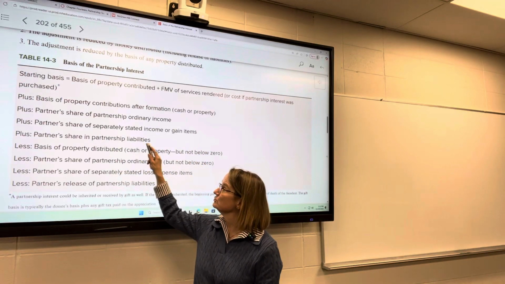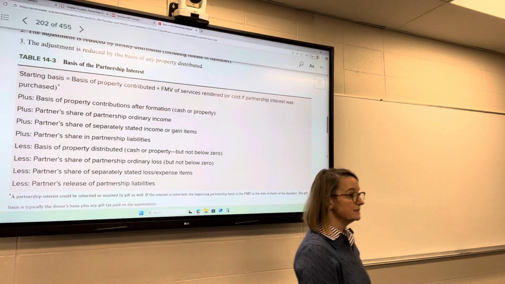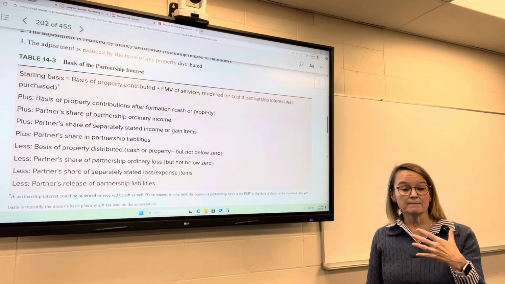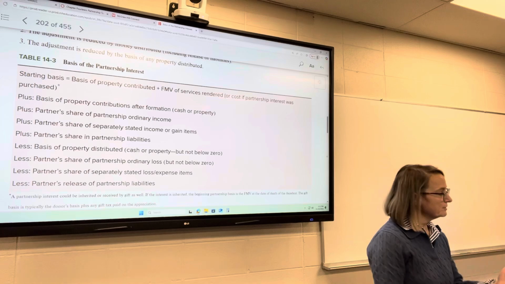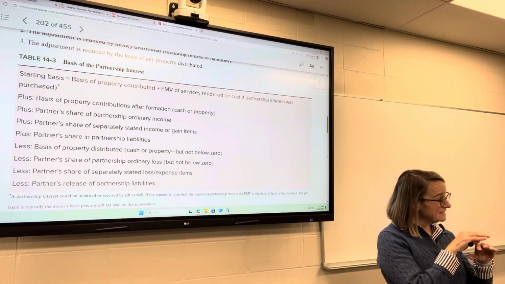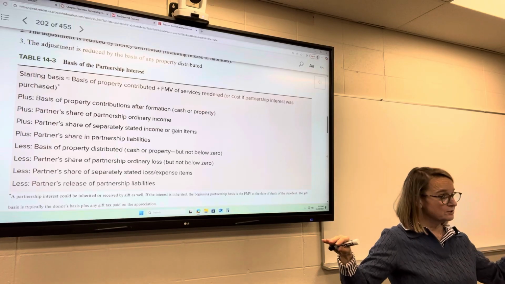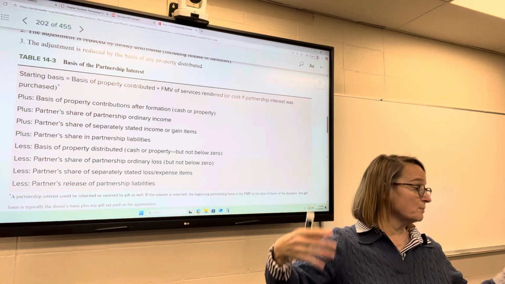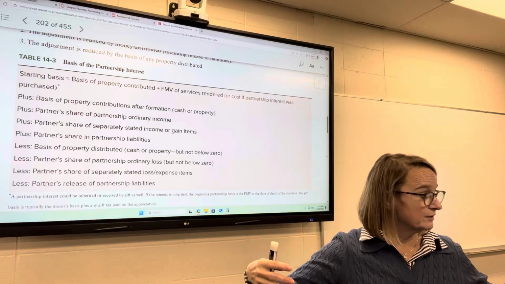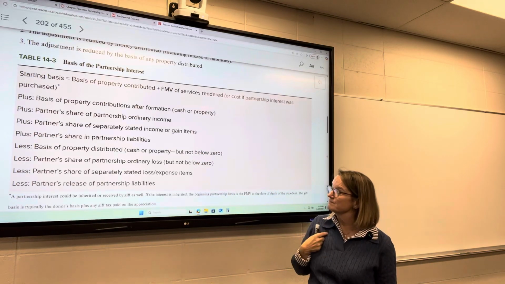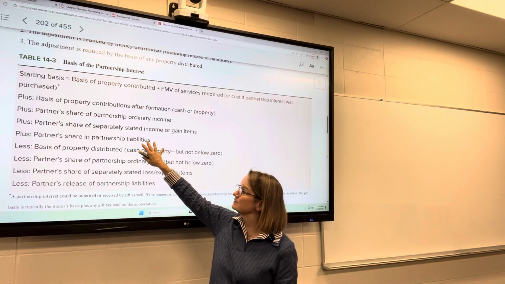Plus the partner's share of partnership liabilities. Remember, we talked about that in formation when we had a property that was contributed that had a liability attached to it. That liability then got spread between the partners. That liability, because the partner is now responsible for that liability in their share, that adds to their basis in the partnership. So these are items that add to basis.